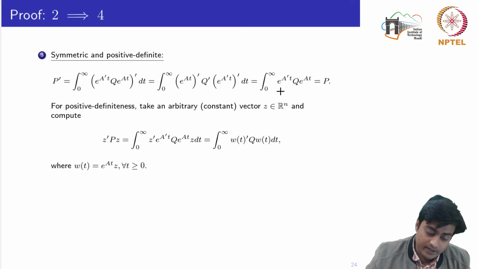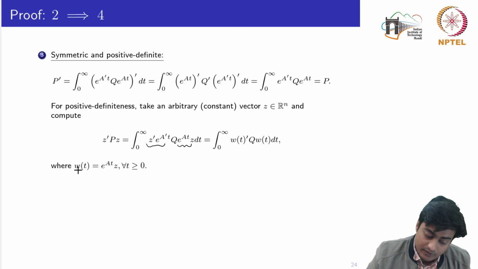Now for the positive definiteness, we define an arbitrary vector Z of the same dimension n, and consider Z transpose PZ. Again, by putting the P integral defined earlier into this part, we obtain this. And finally, I replace this part, Z transpose e to the power A transpose t, or to be precise e to the power At into Z, by another signal w(t).